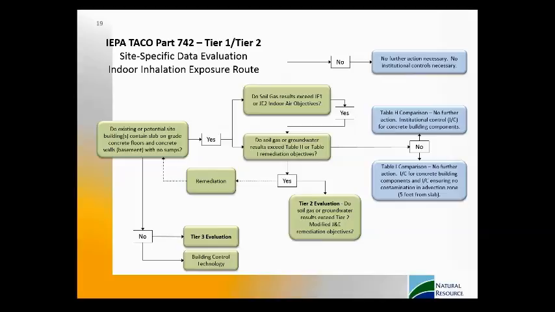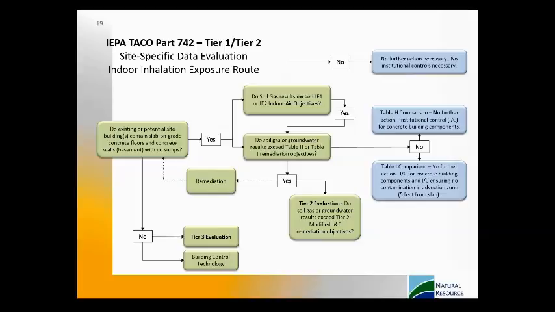And these blue boxes here are when no further action is required. This is something that should be discussed with the client. As long as they don't mind having an institutional control, relying on the concrete building components, Table H or Table I is going to be the most practical and common way to proceed.